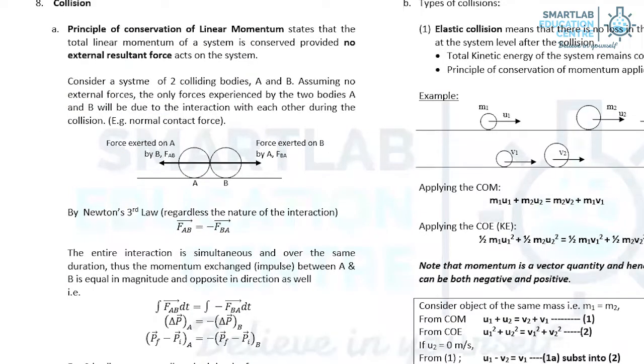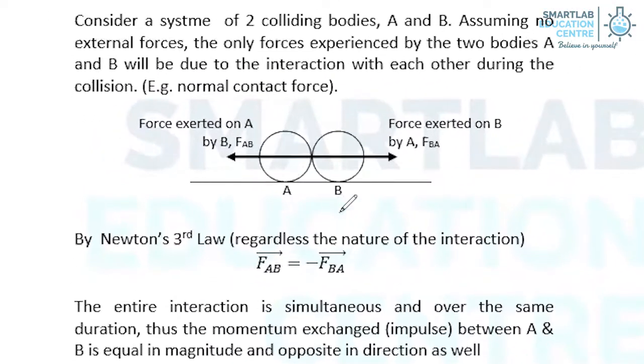Let's take a look at why momentum is conserved for all types of collisions. So when a body A collides with body B, the force exerted by A on B is in this direction, while the force exerted by B on A is in the opposite direction, but they are equal. So in terms of vectors, FAB is equal to negative FBA.